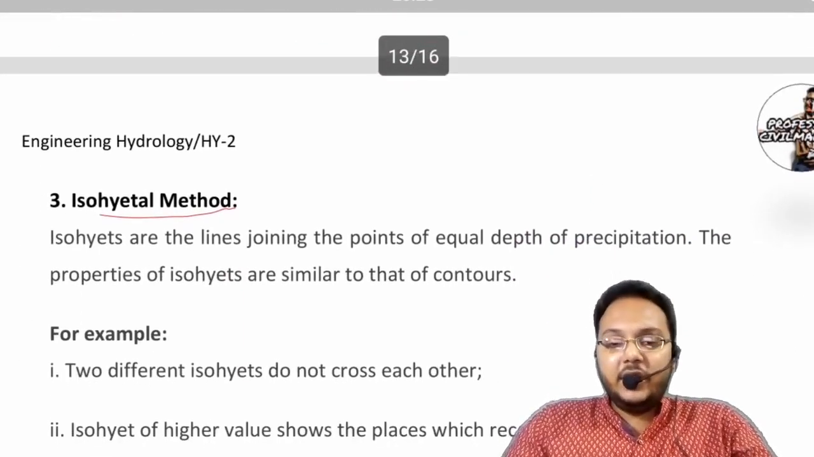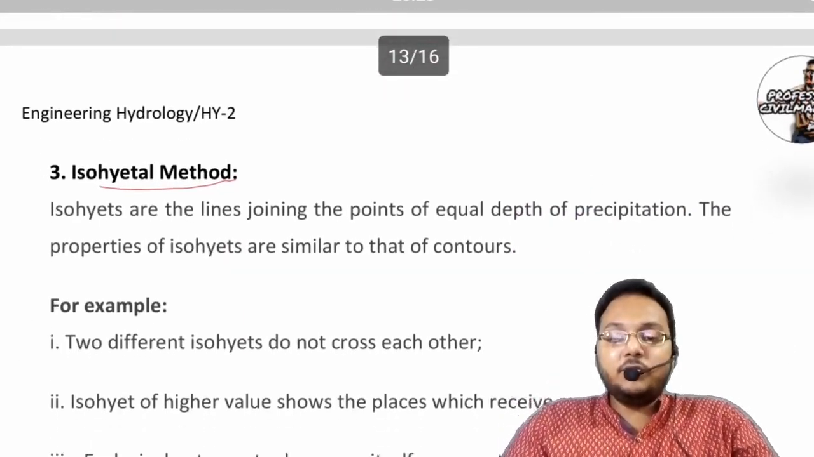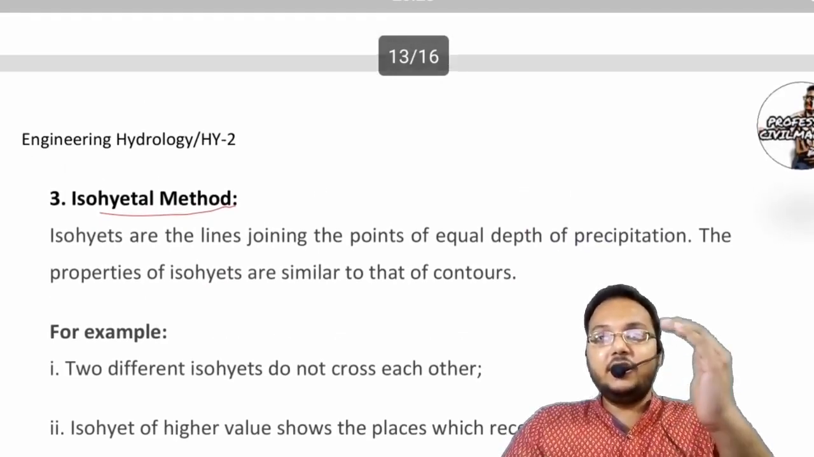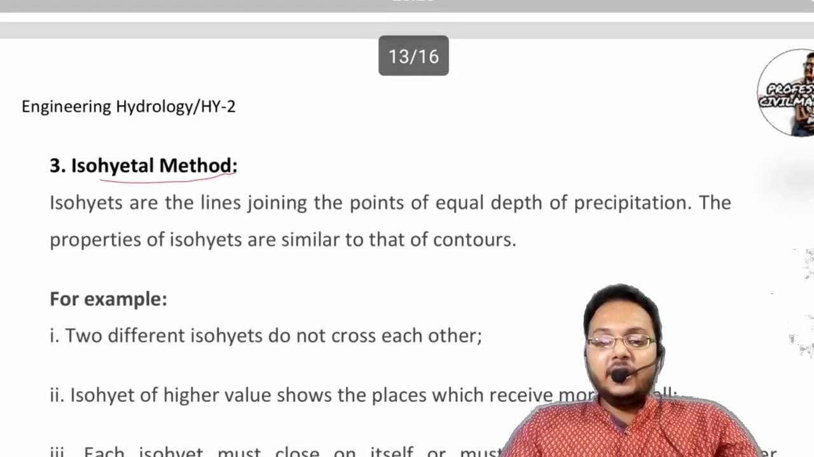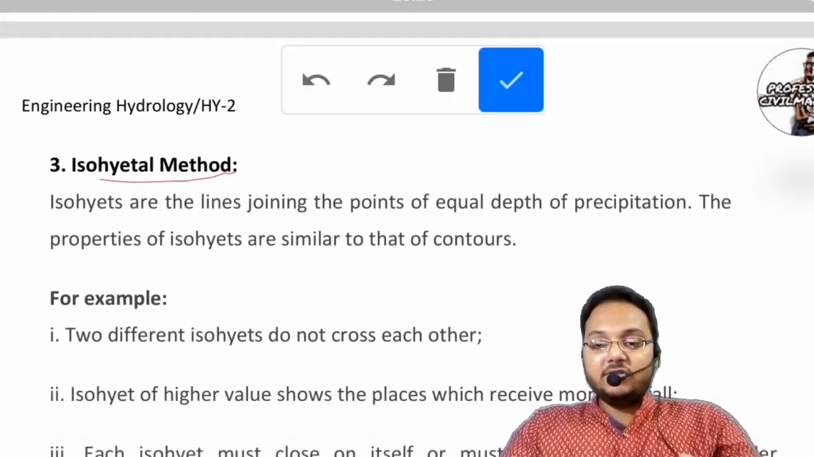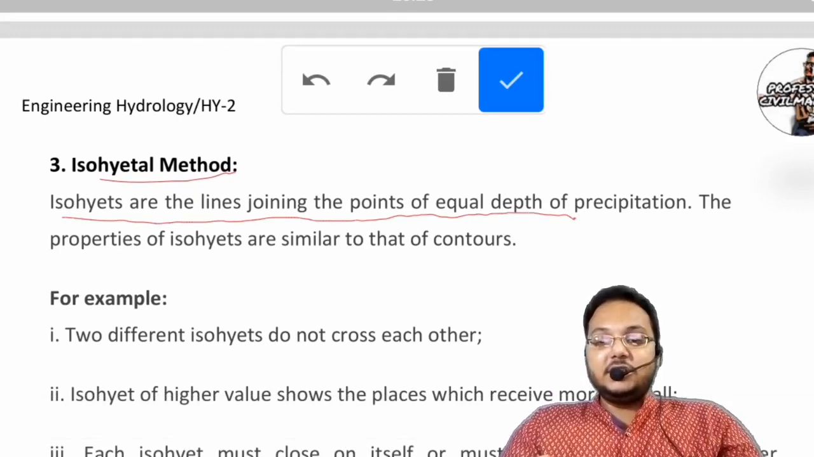Third is the isohyetal method. And before knowing about the isohyetal method, let's just get the idea of what are isohyets. So isohyets are the lines joining the points of equal depth of precipitation.